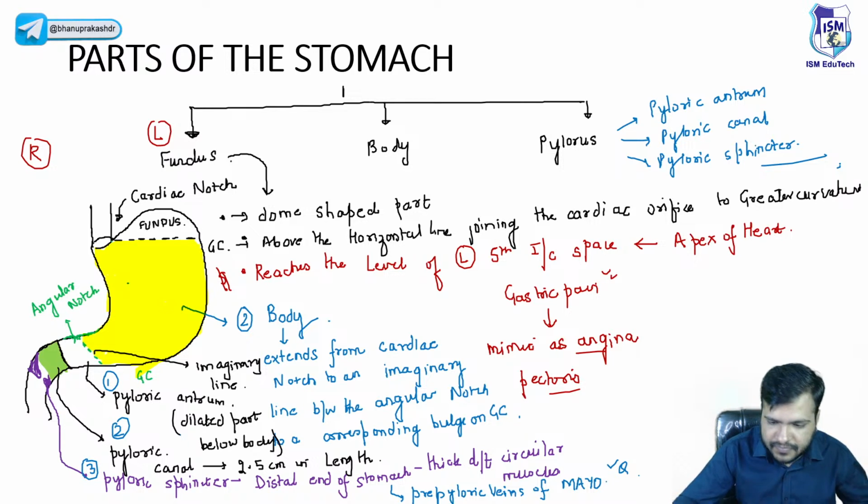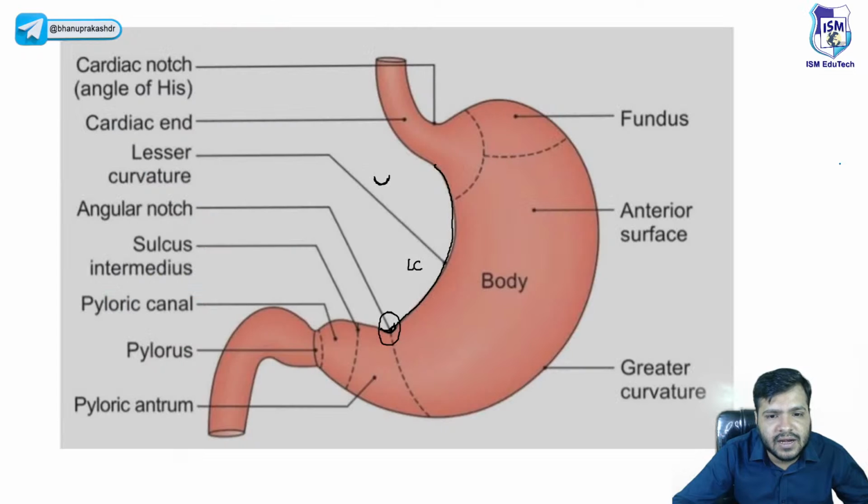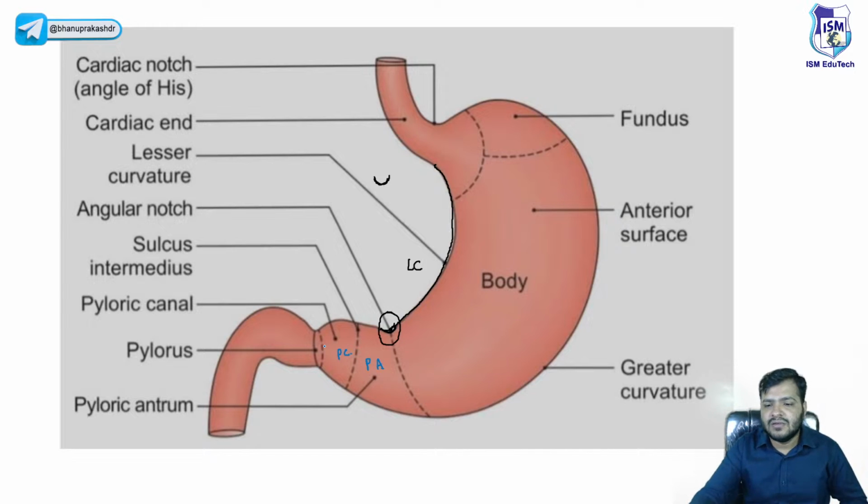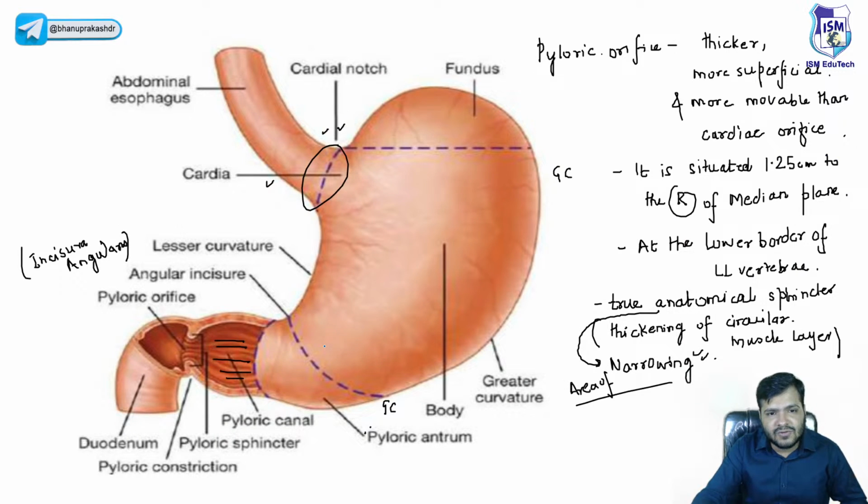So, we just try to look at the picture that is given over here. You can see the pyloric antrum, okay? The pyloric antrum, the pyloric canal, okay? The pylorus, that is the opening, right? I hope this is clear to everyone. So everyone can see the pyloric orifice over here.